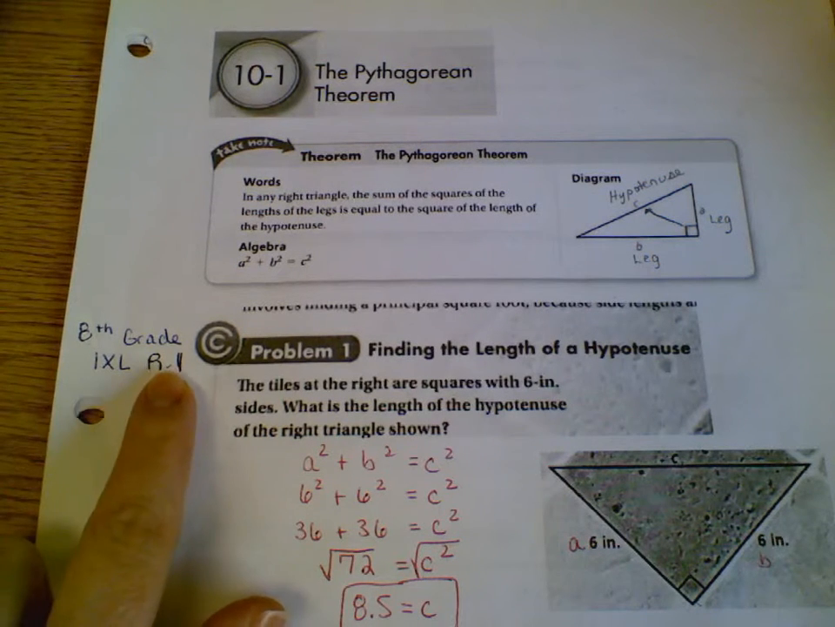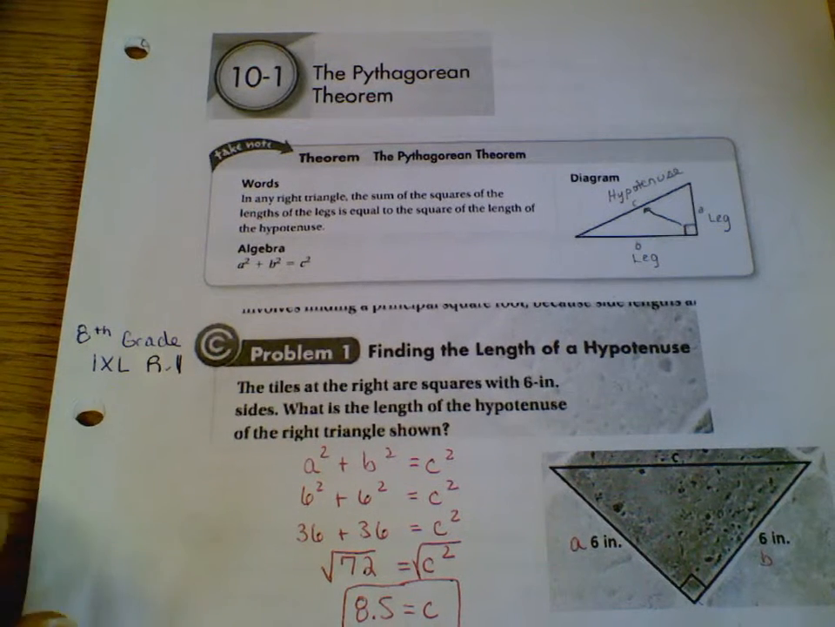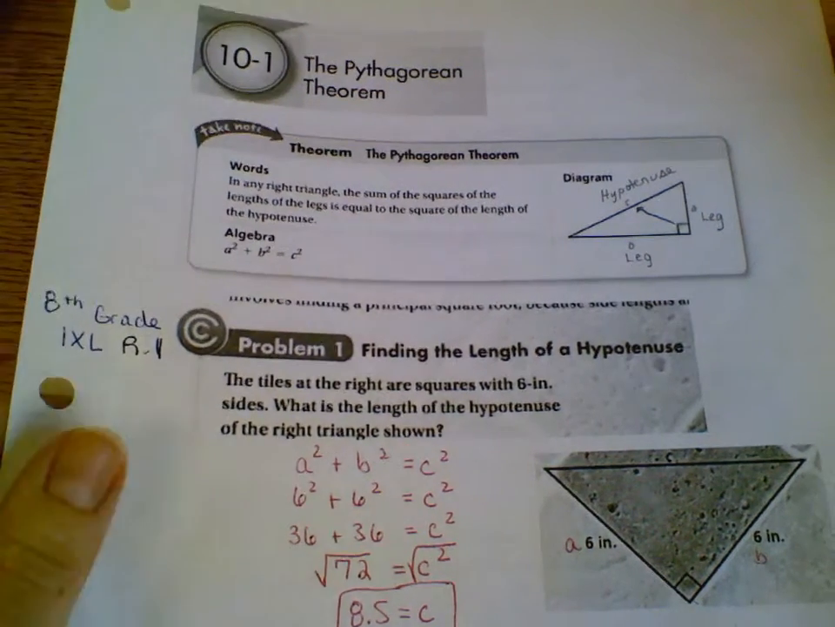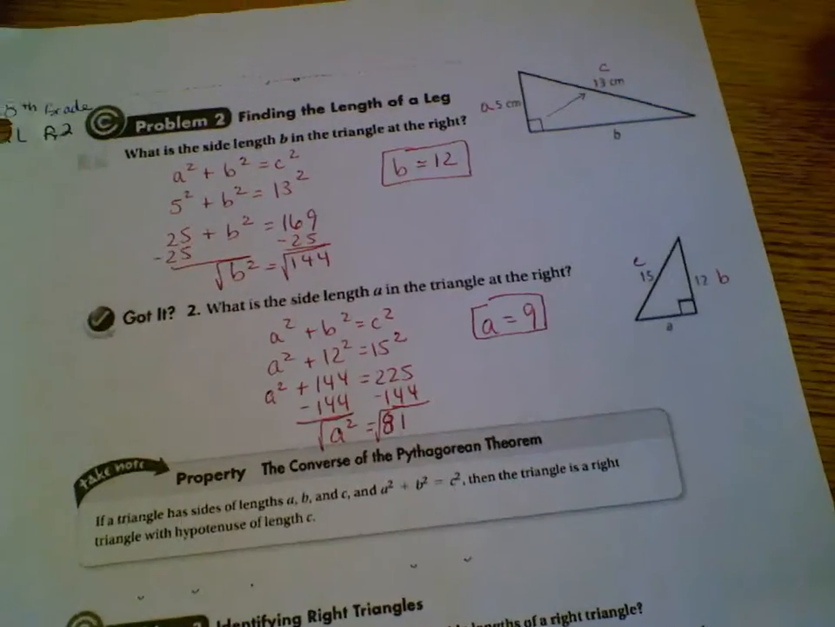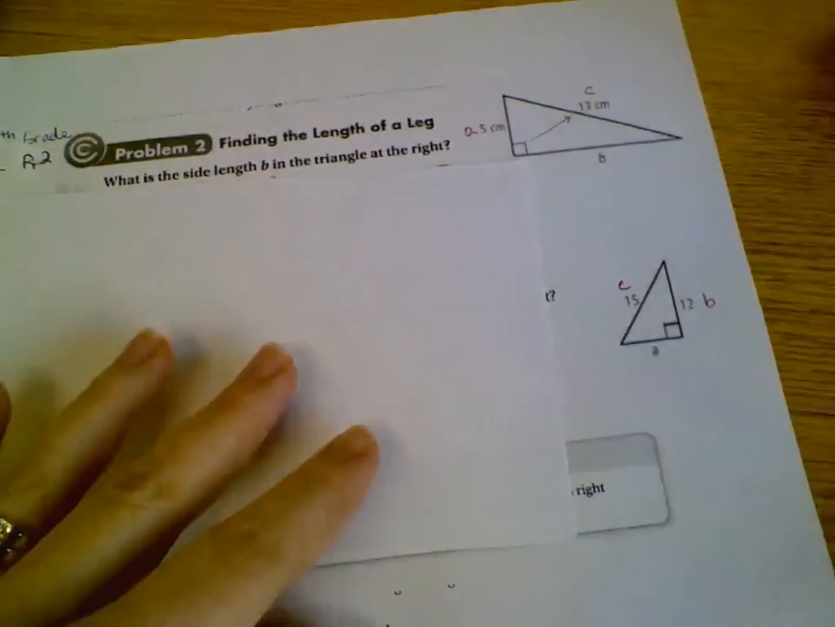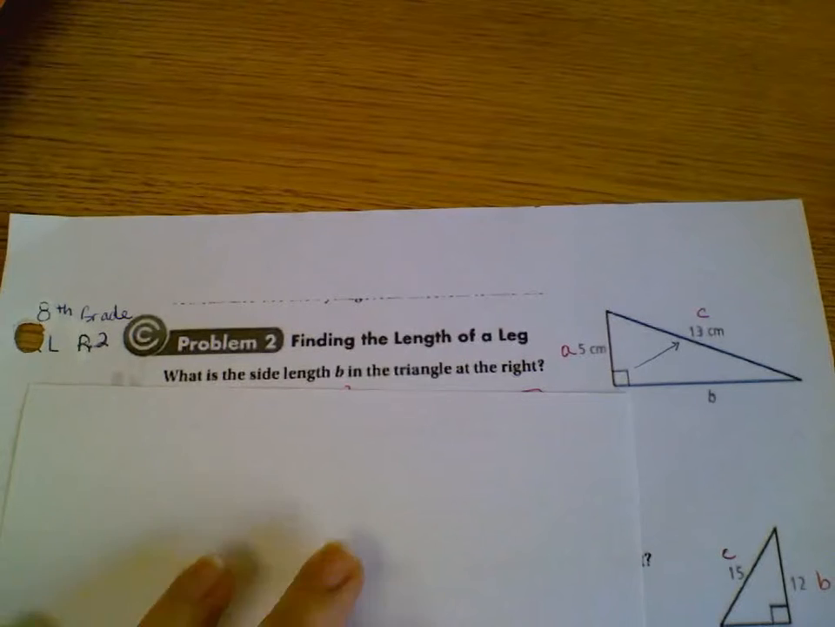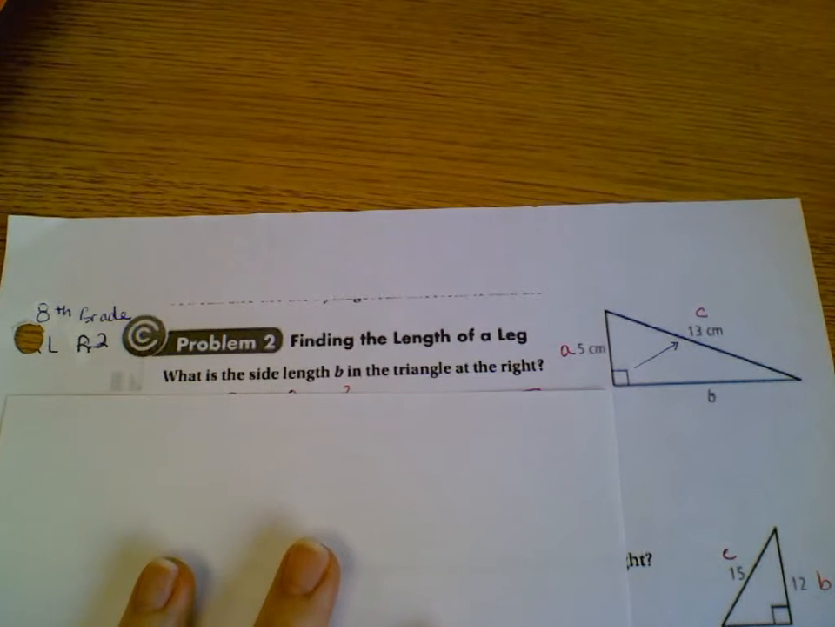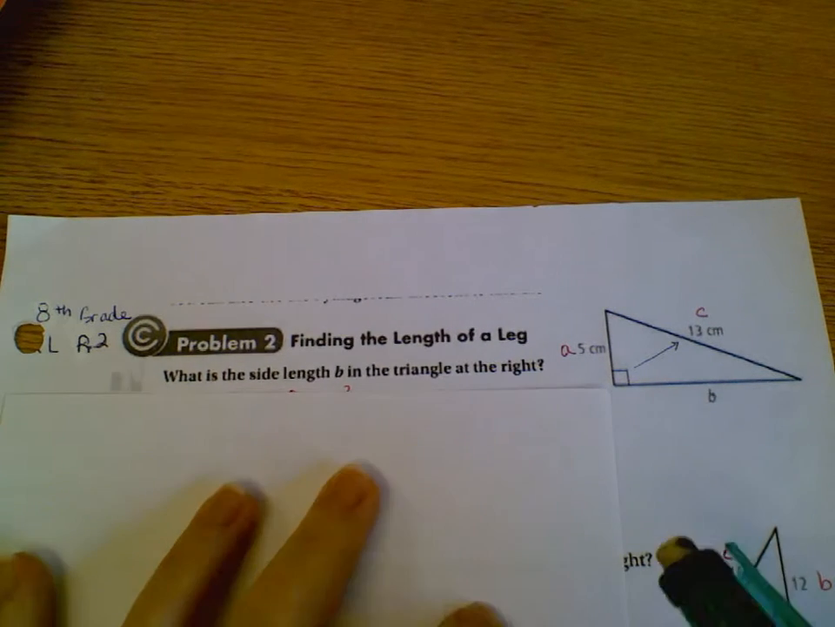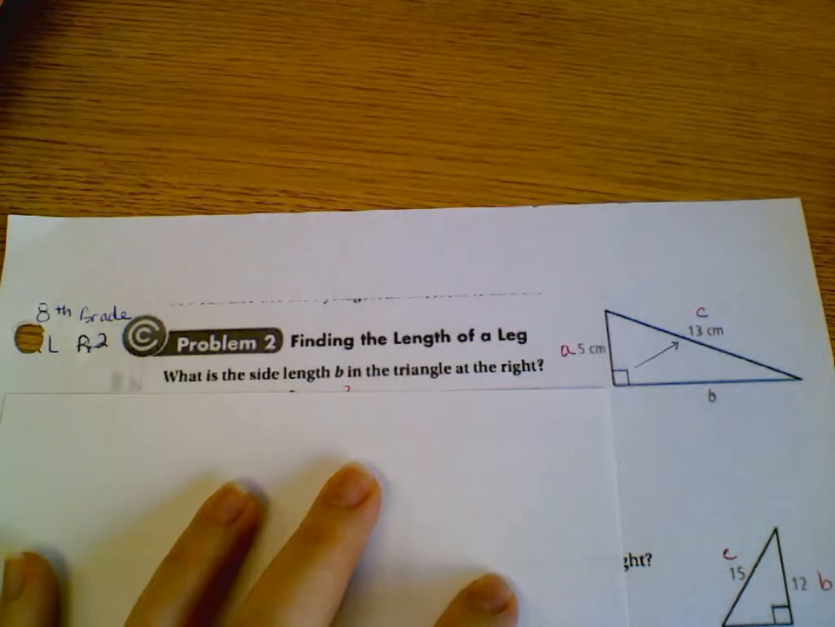So if you wanted to, you could pause the video in your notes and go to the first IXL. The first IXL that you have to complete is R1. Otherwise, you can finish your notes and then just come back to it. Okay, let's look at the next example. So on the next example, we are given two side lengths. So I have 5 and 13, and I have to figure out what they are.